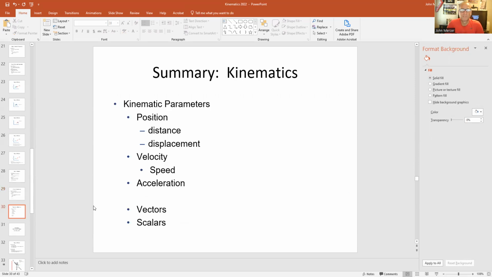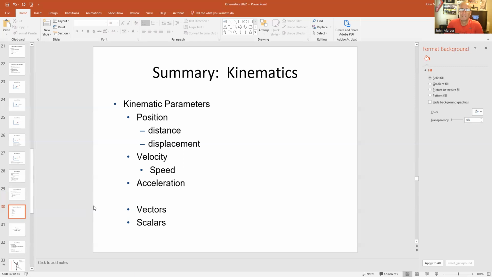All right, summary of this portion. The kinematic parameters are position, velocity, and acceleration. In the linear world, we have linear distance and linear displacement. Linear distance is the total change in position. Units are any units of length. Displacement is a straight line distance between 2 points. Same units, any units of length. Distance is a scalar, displacement is a vector.